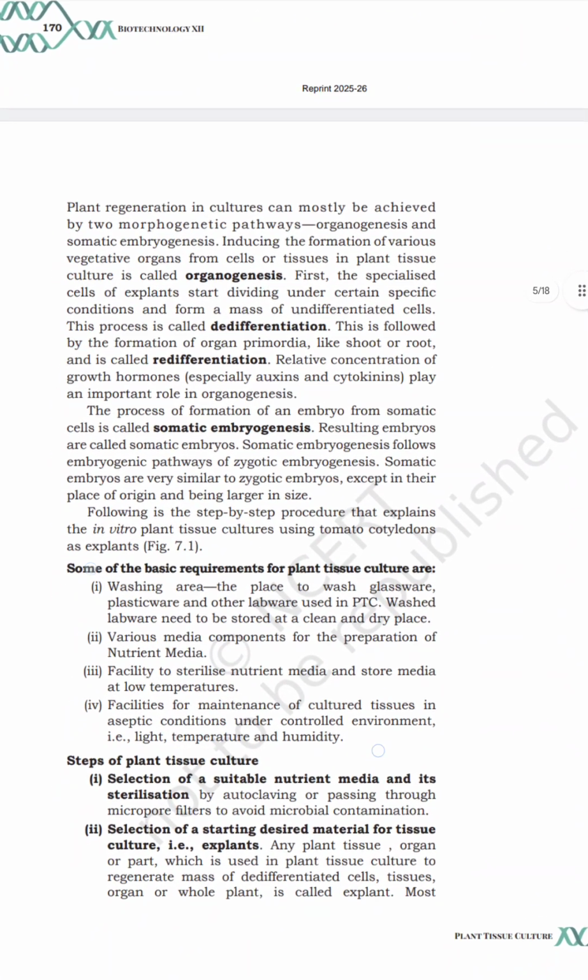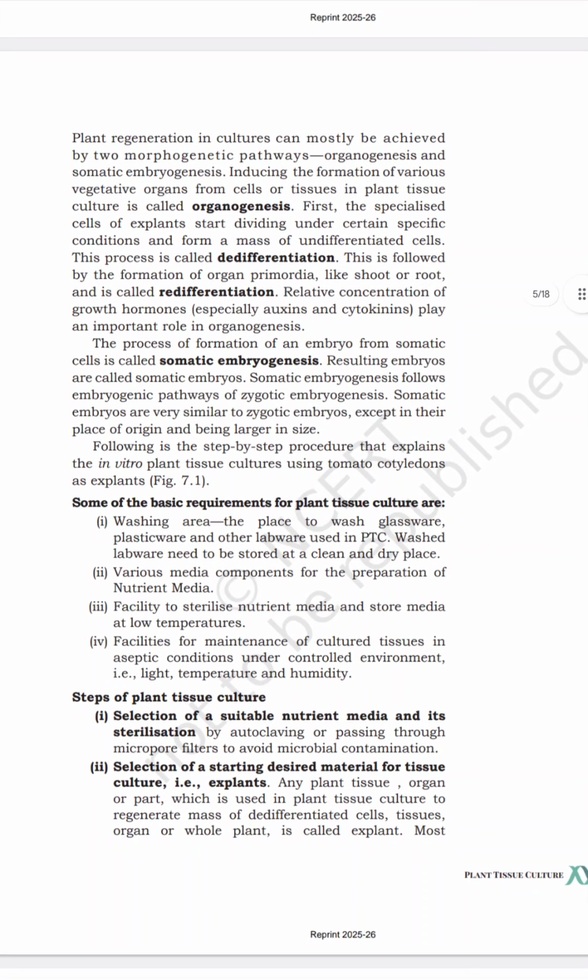Plant regeneration in culture can mostly be achieved by morphogenesis. Morphogenesis is nothing but the development of external characters. It can be done by two pathways, organogenesis and somatic embryogenesis. Organogenesis means that a plant cell or tissue in plant tissue culture forms organs. So when we culture any part of a plant or tissue, it is known as organogenesis.